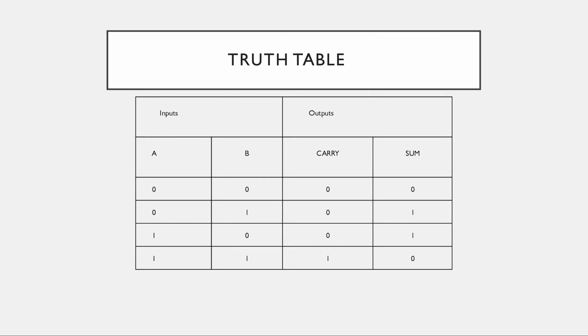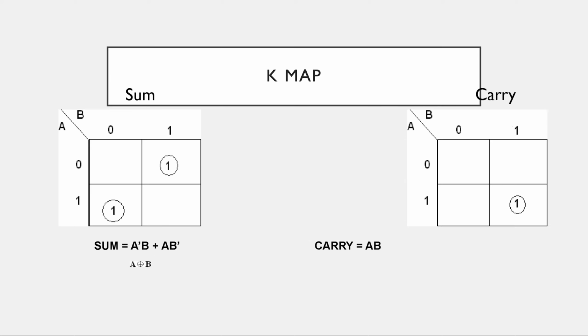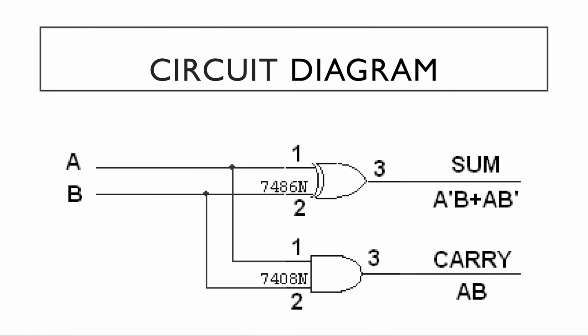And the formulas of the half adder. We have two formulas, one for sum and one for carry. The formula for sum is a' b plus a b'. The formula for carry is ab. And here we see the circuit diagram of the half adder.